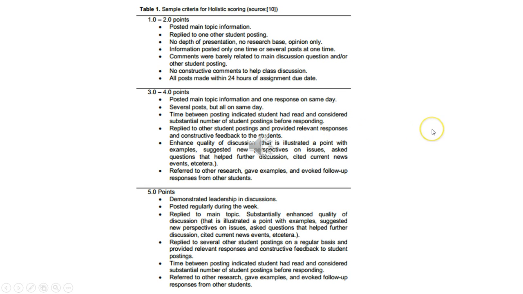And here's an example of a table with a holistic scoring system where they create descriptors for the poorly performing, the average, and the top performer. Therefore, it shows these skills like demonstrate leadership in discussions, posting regularly, replied to main topics, researched the material, timing was frequent, and replied to various other students. And so all the qualities are very clear, transparent, and expectations have been made known upfront at the onset of the whole discussion forum.